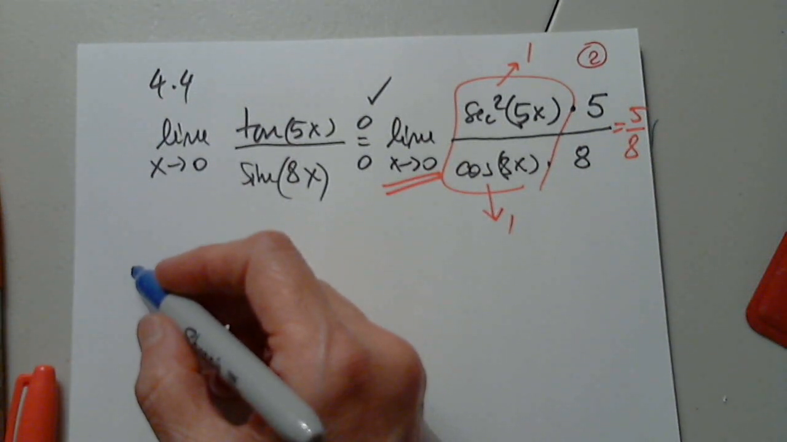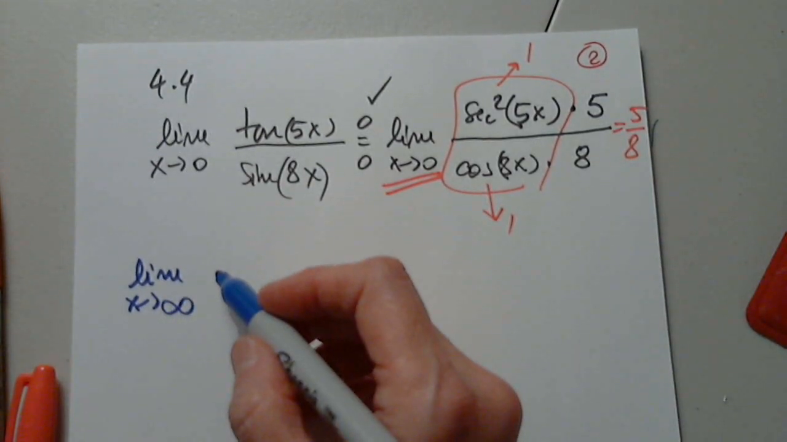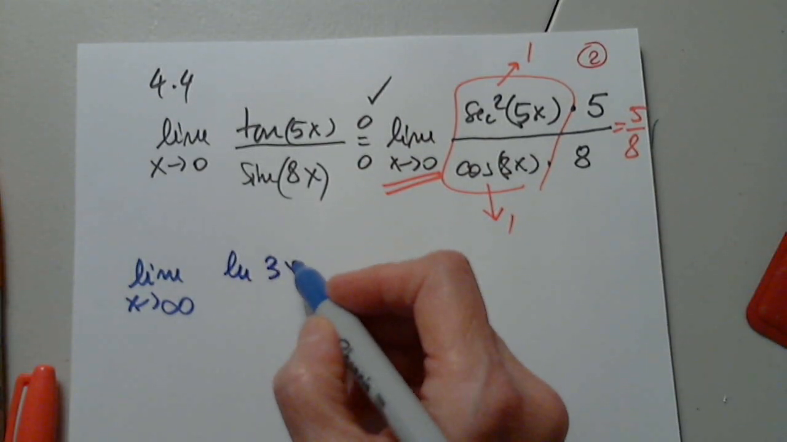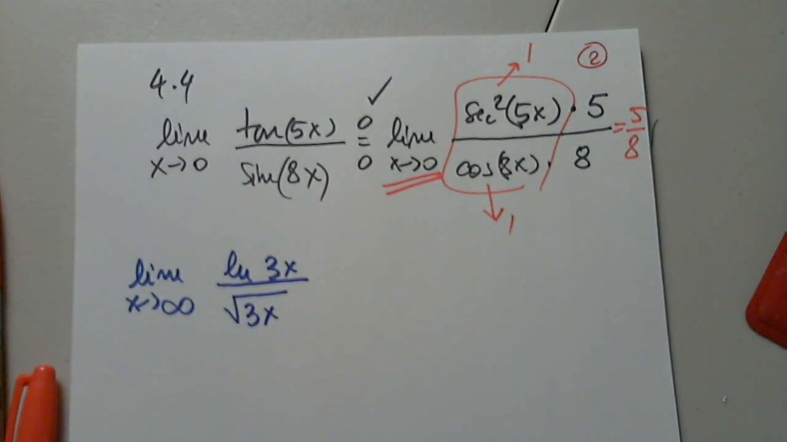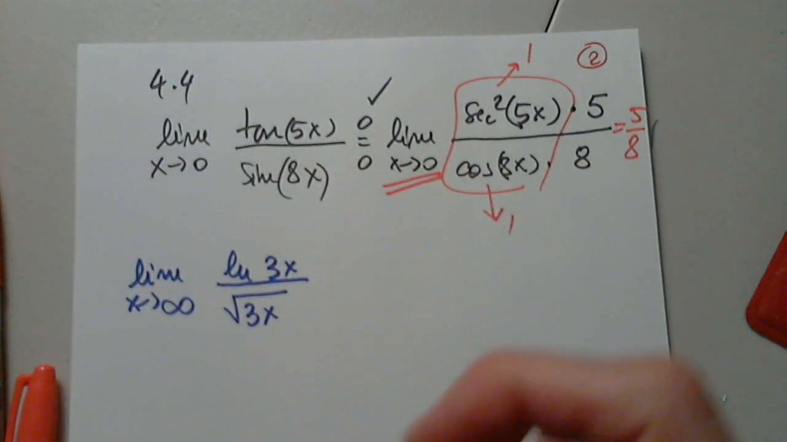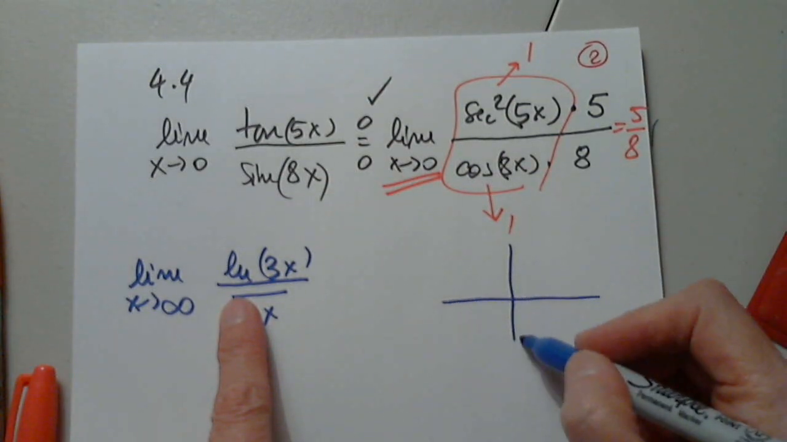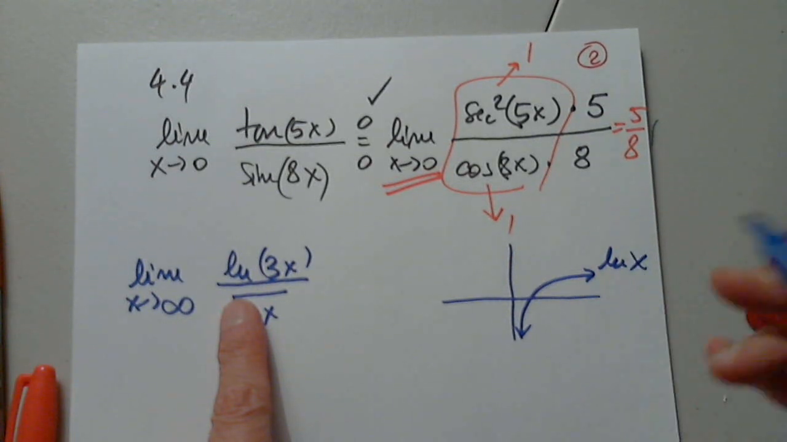So my last one was the limit as x approaches infinity of natural log 3x divided by the square root of 3x. Awesome. Great job. So when we look at natural log, we always have to remember this function, please. So this is natural log of 3x, or of x, it doesn't matter.